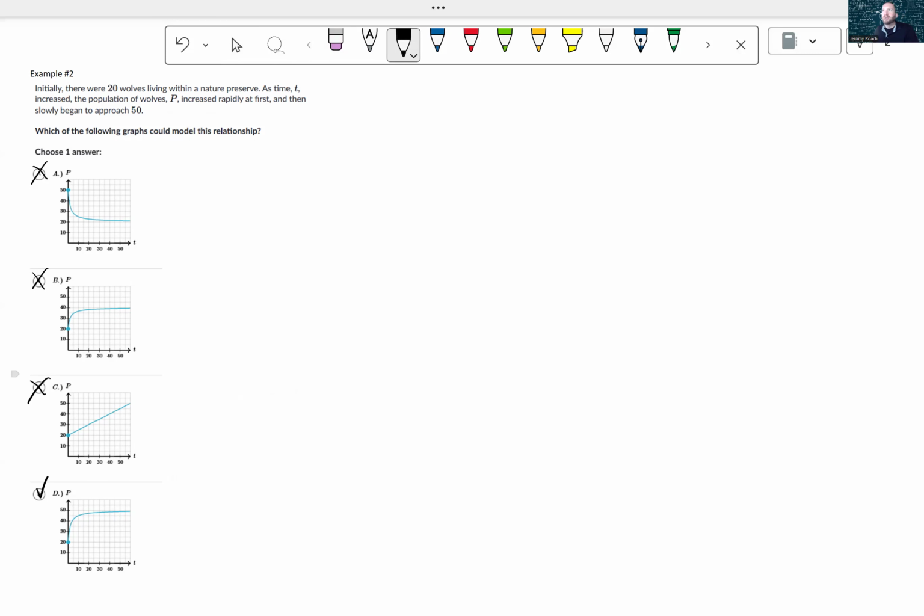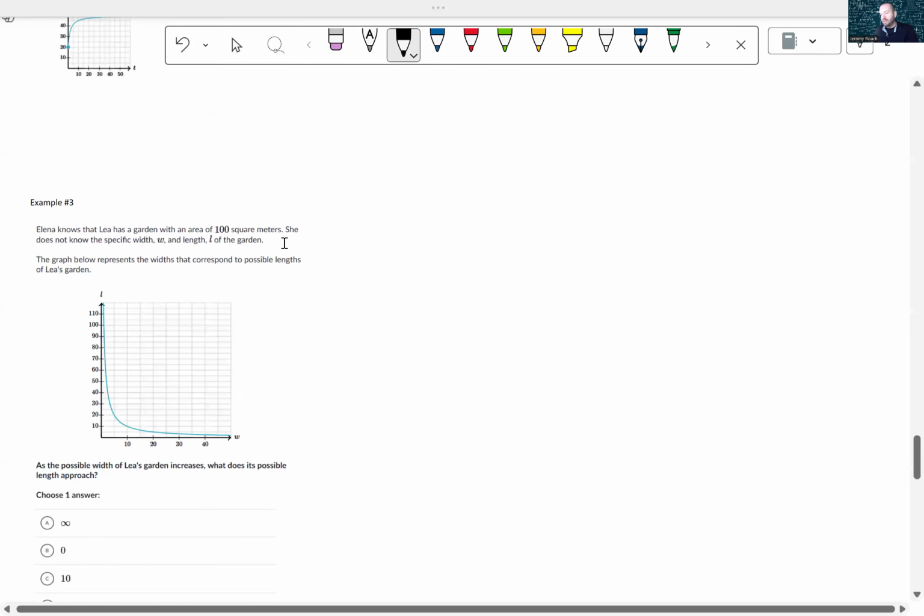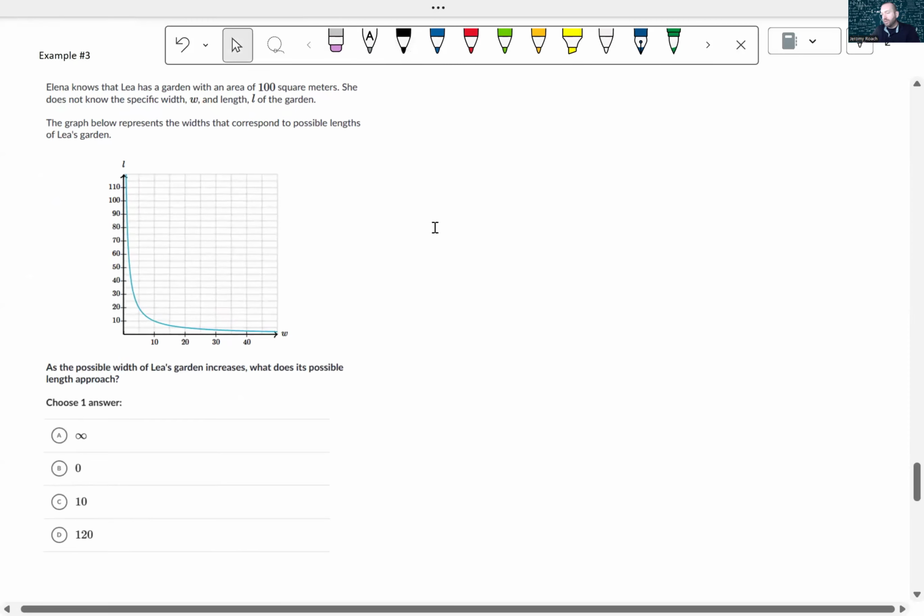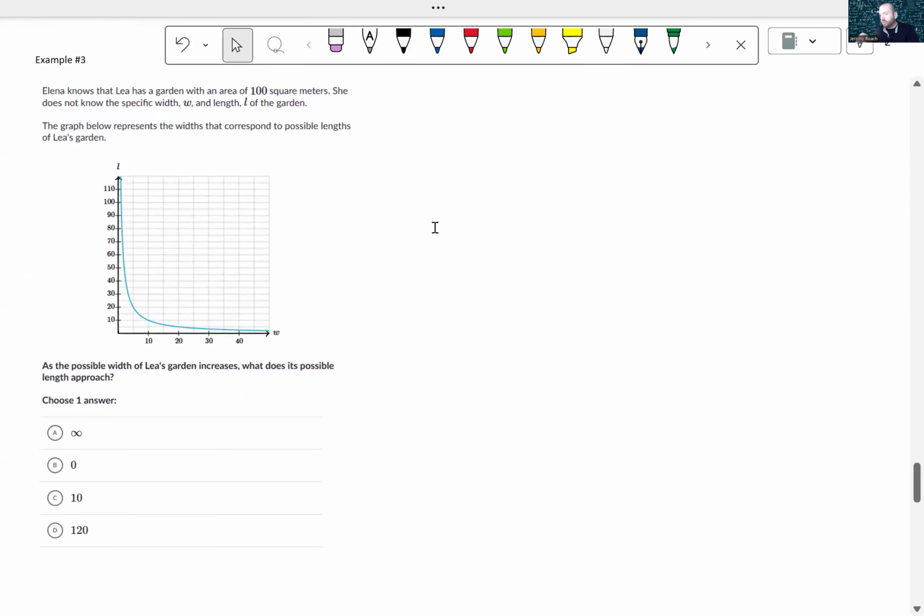All right, let's take a look at one more of these. Next one says, Elena knows that Leah has a garden with an area of 100 square meters. She does not know the specific width and length of the garden. The graph below represents the widths that correspond to possible lengths of Leah's garden. As the possible width of Leah's garden increases, what does the possible length approach? Okay, so it looks like as the width is going up, the length is going down. It also looks like as the length goes up, the width goes down.